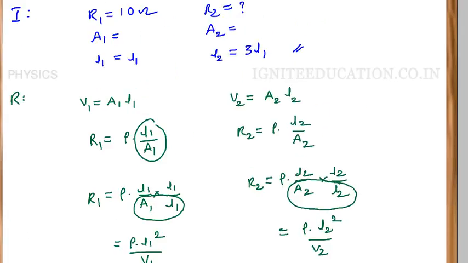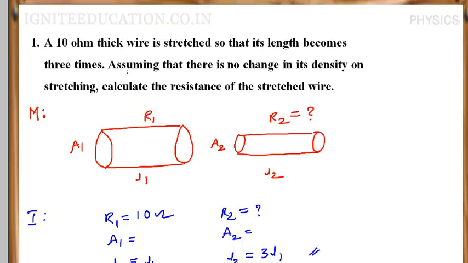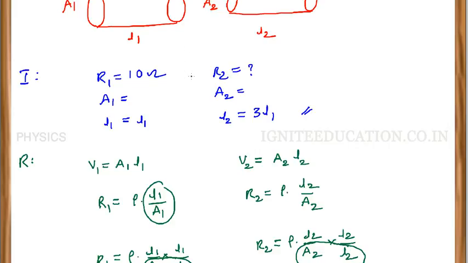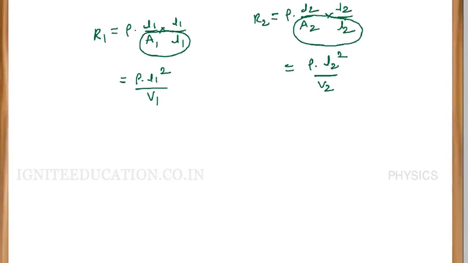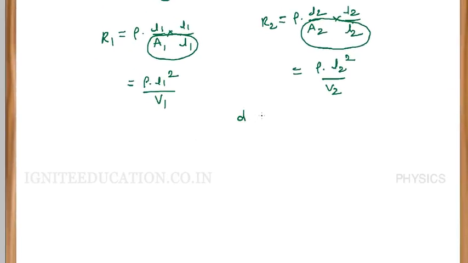If you see the problem once again, it is given that there is no change in its density on stretching. So that means density is not going to be changing. What is density? Density is equal to mass by volume. If density is constant and you are not cutting the wire also, so mass is also constant, that means volume is also constant. If volume is constant, then V1 is equal to V2.